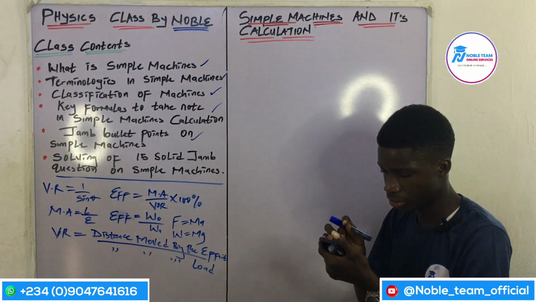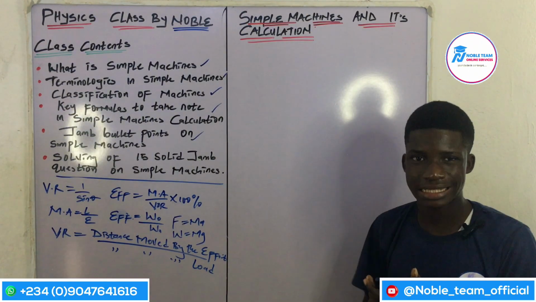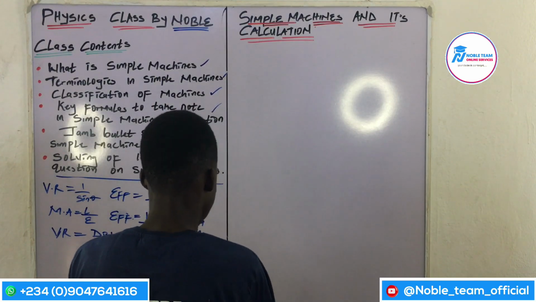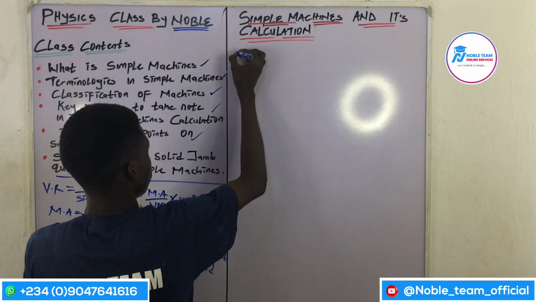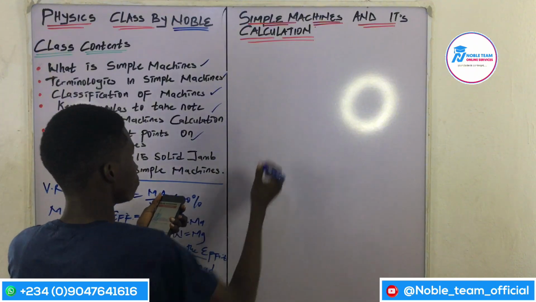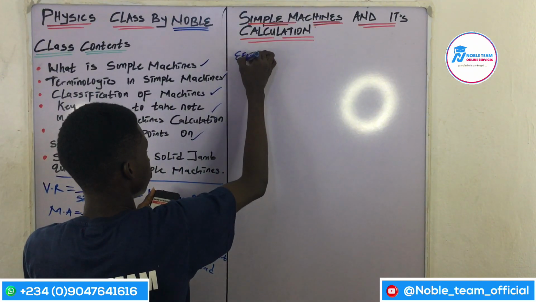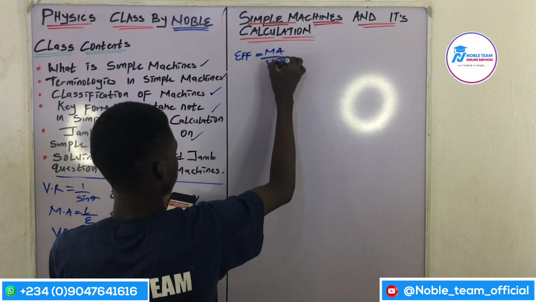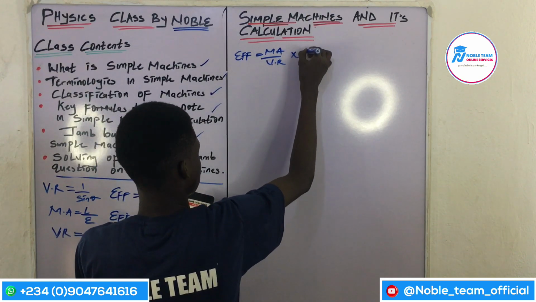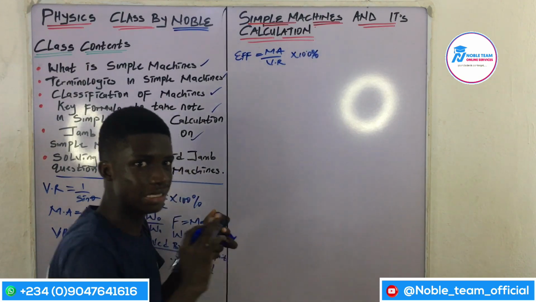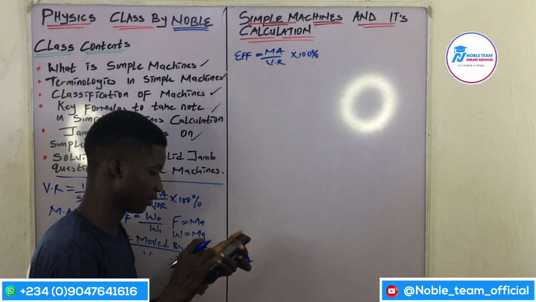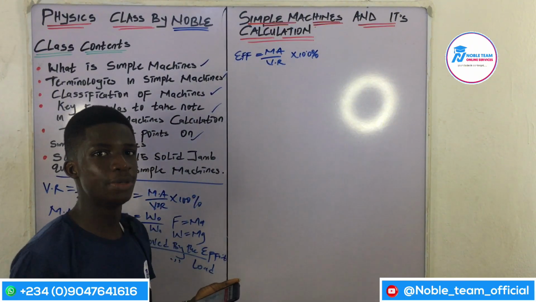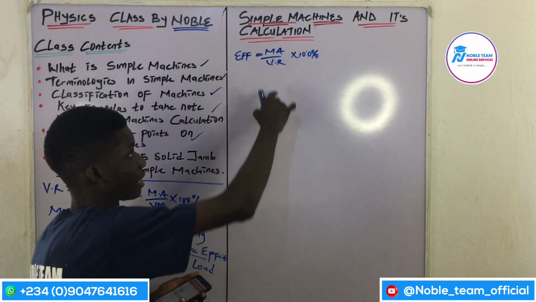Now this is the question. We are asked to get the effort of it. Then we are going to be making use of E, which is efficiency: E = (M.A / V.R) × 100%. Just listen carefully. Pay maximum attention. So our efficiency is what? 80%. I'm going to be using two methods to solve this.